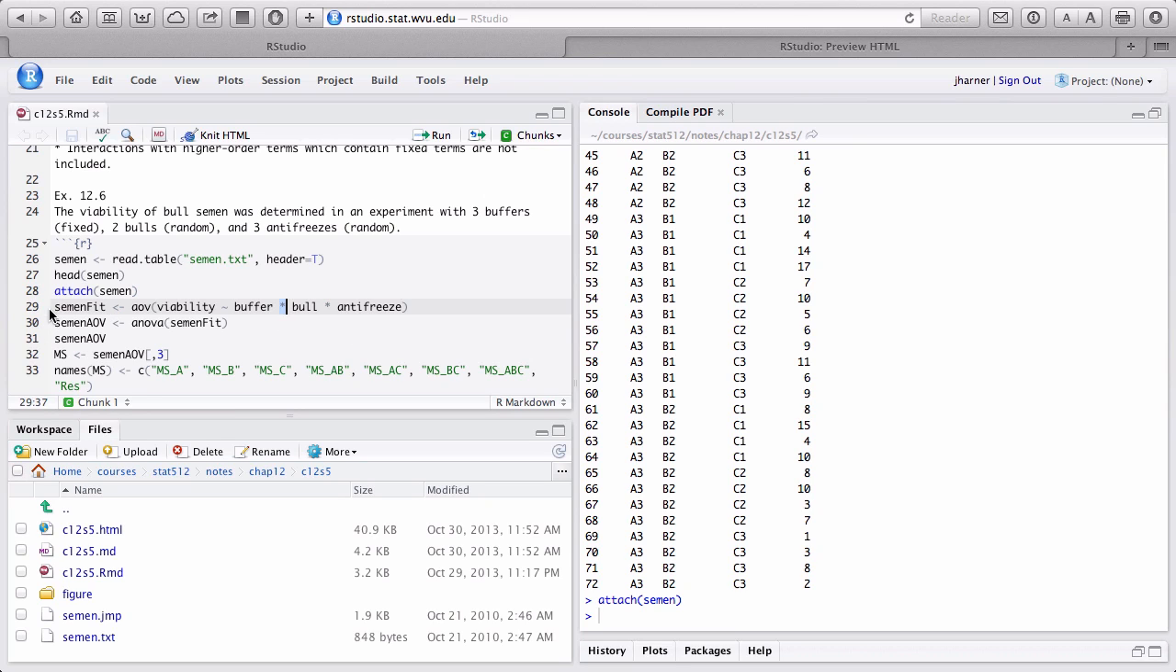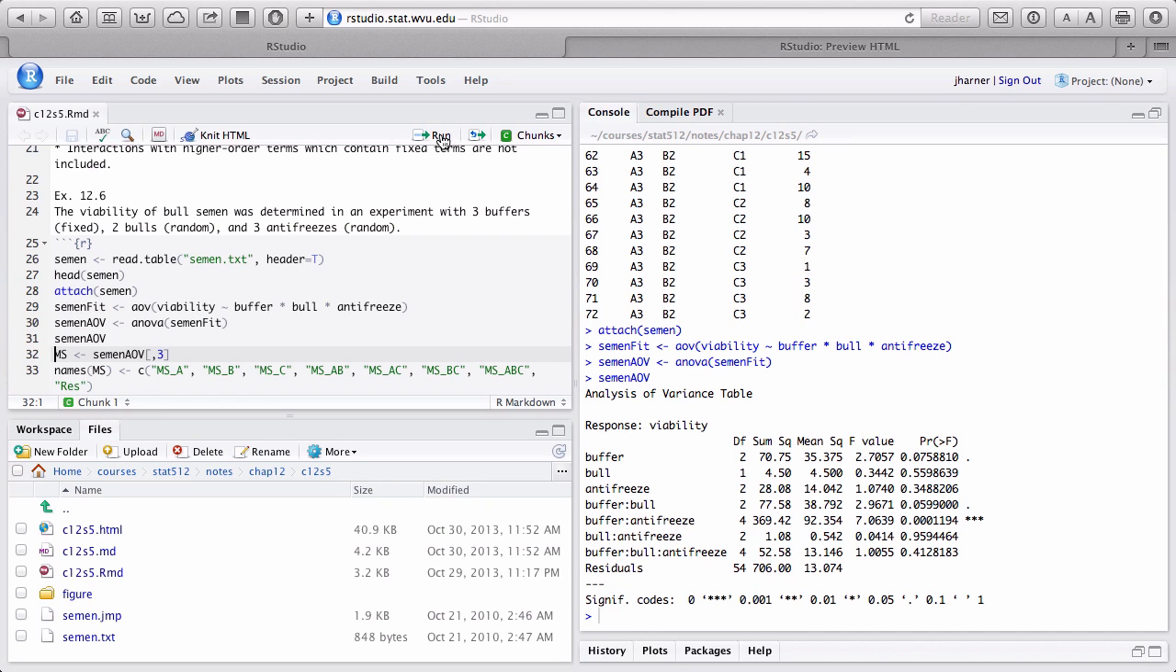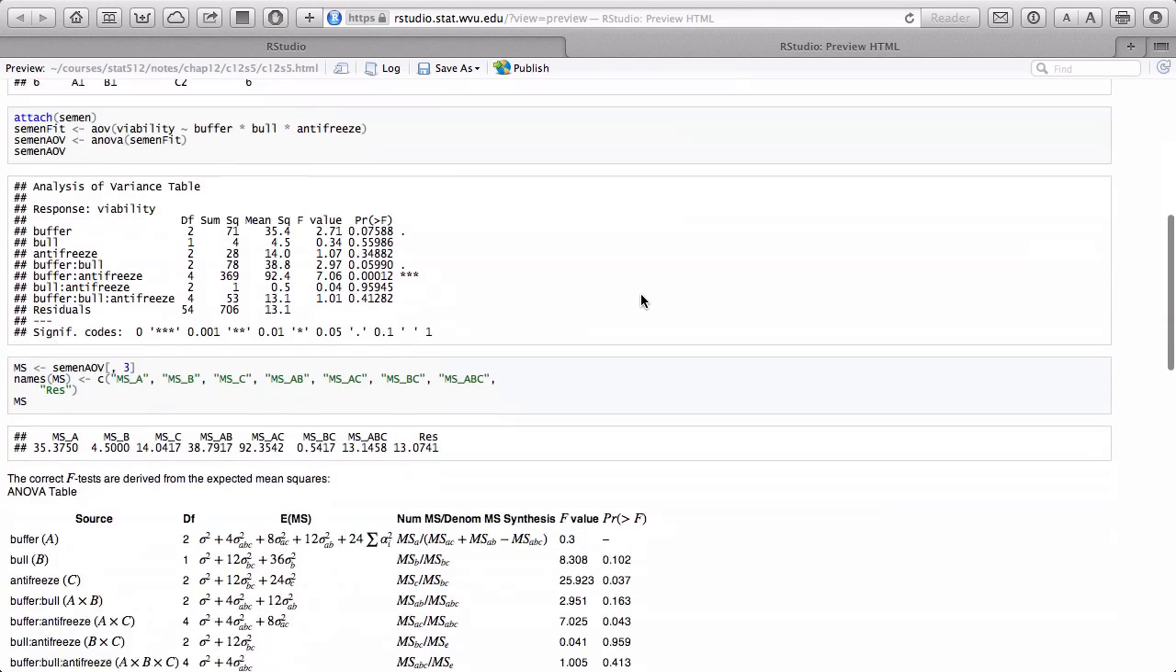So, we can fit this, and then we could look at an analysis of variance table, and that's the analysis of variance. Now, the problem is that everything is being tested by the residual, and since we have random effects, this is not right. Okay? So in order to find out what tests what, we have to get the expected mean squares. So let me just show you what those expected mean squares are.